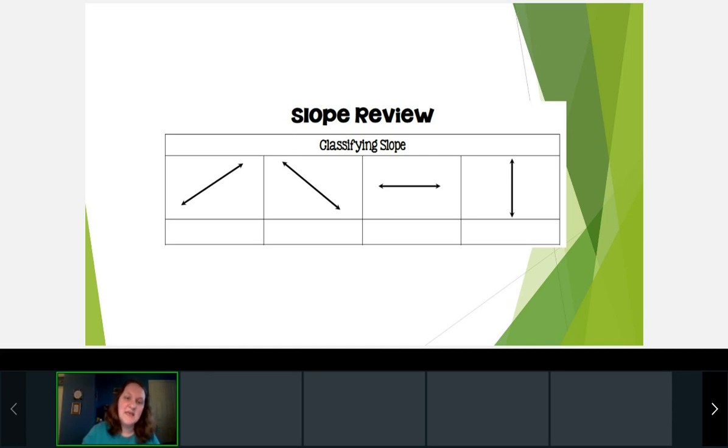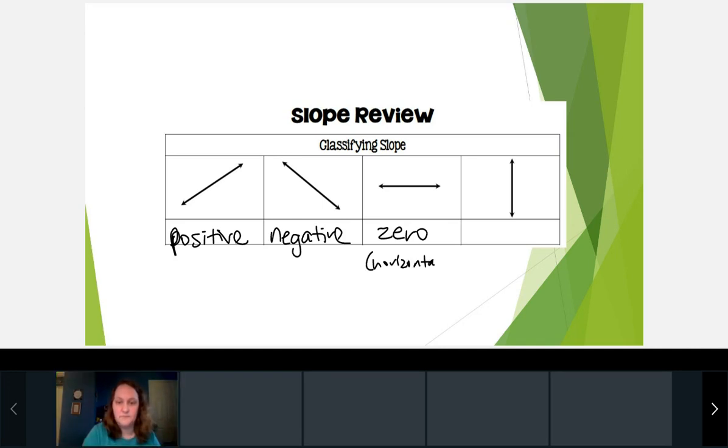Okay. When you have a line that looks like this, slanting upward, we call this a positive slope. So whatever number represents that slope is going to be a positive number. A line going downhill is going to have a negative slope. A horizontal line has a zero slope, a slope of 0. Remember, that's a horizontal line. And then a vertical line, its slope is undefined. Undefined. And that's a vertical line.